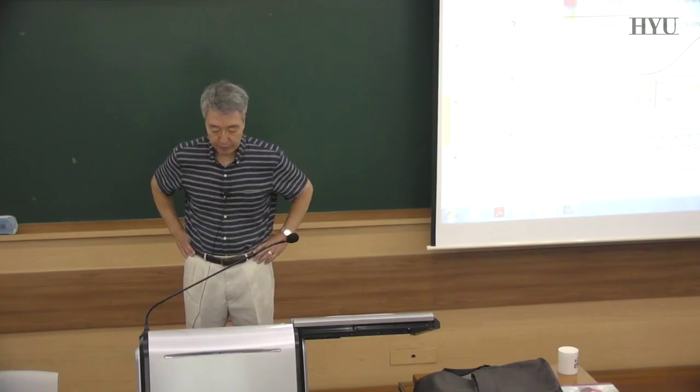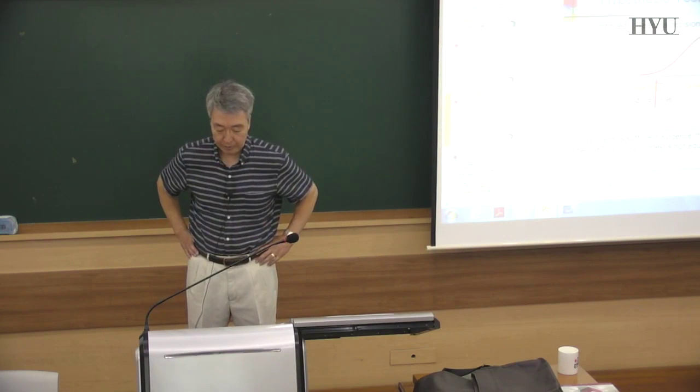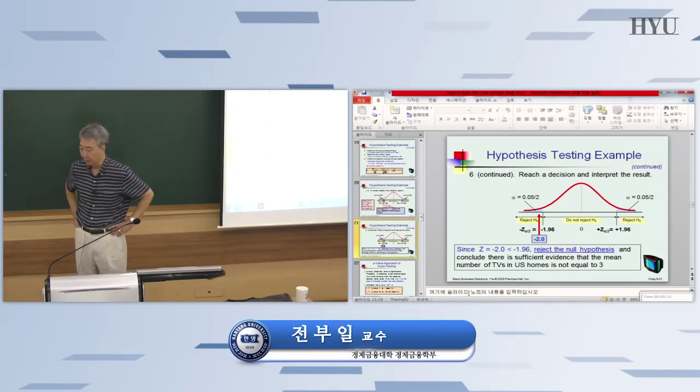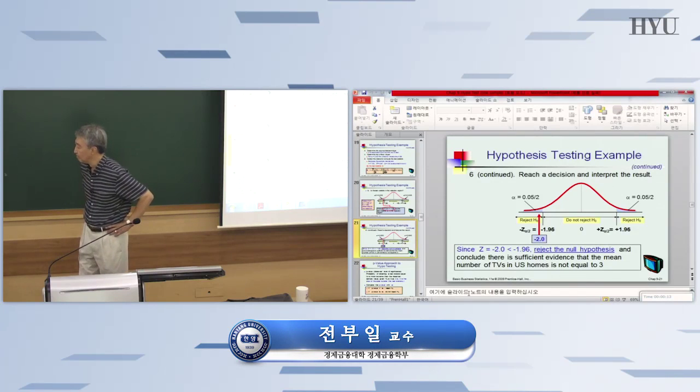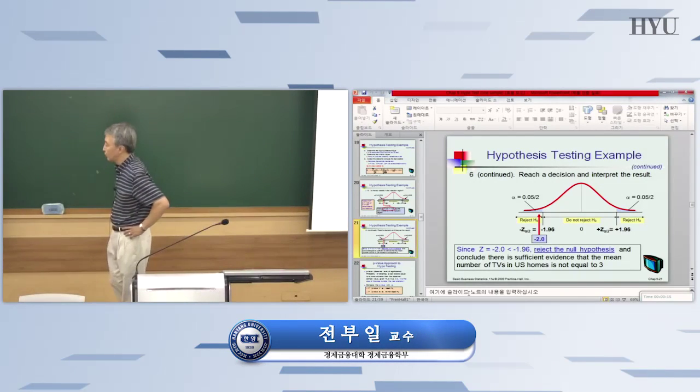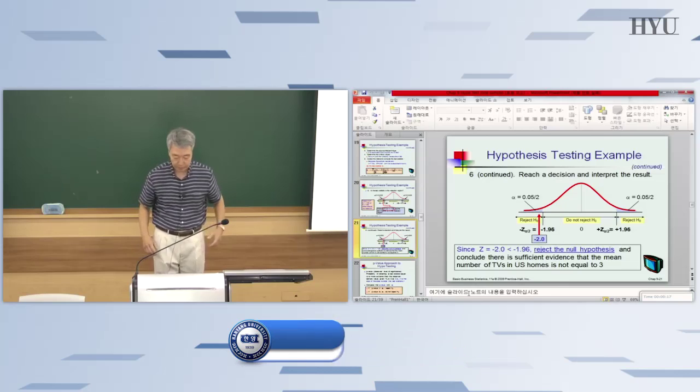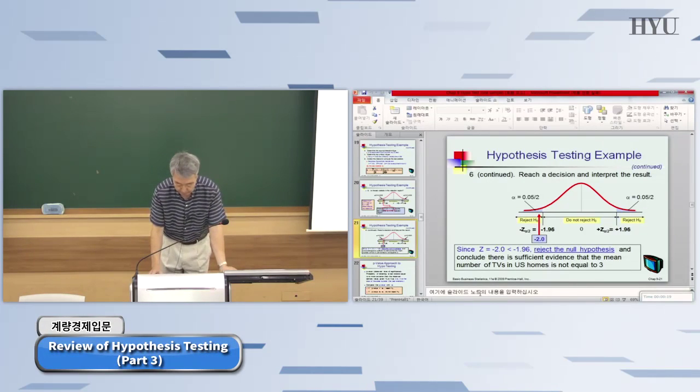All right, so last class we talked about most of the concepts related to hypothesis testing. And let me just try to refresh your memory quickly. So we have rejection region on both sides. Apparently this is a two-tailed test.